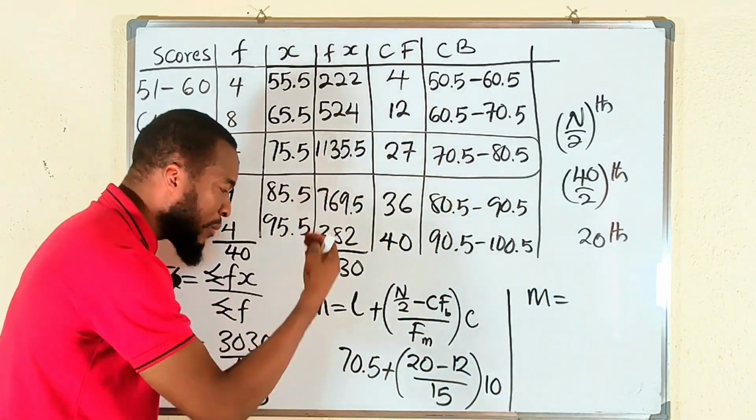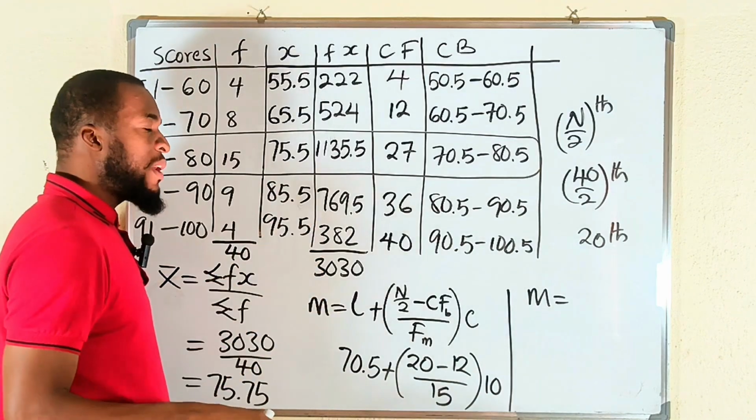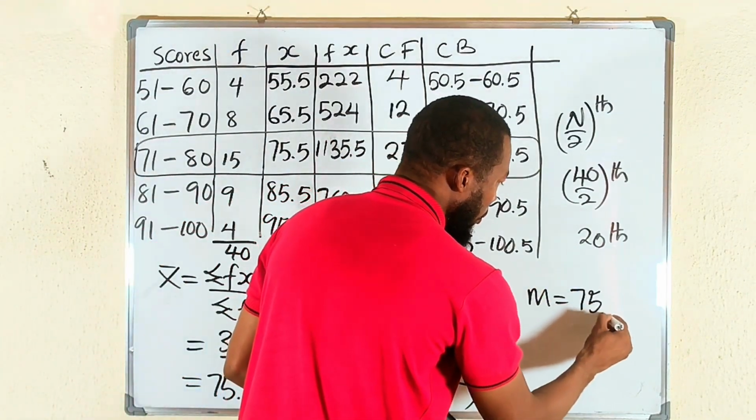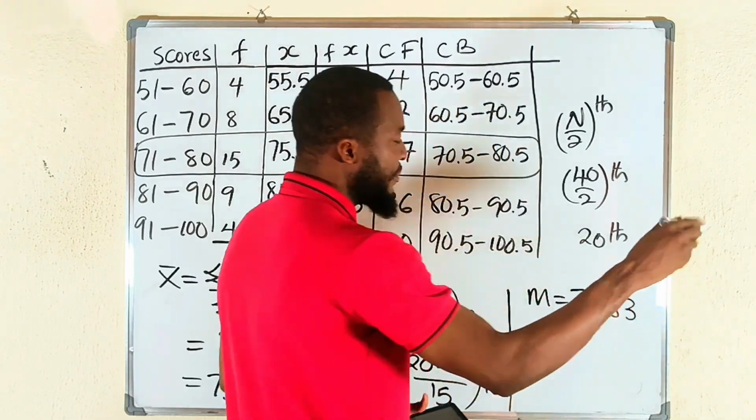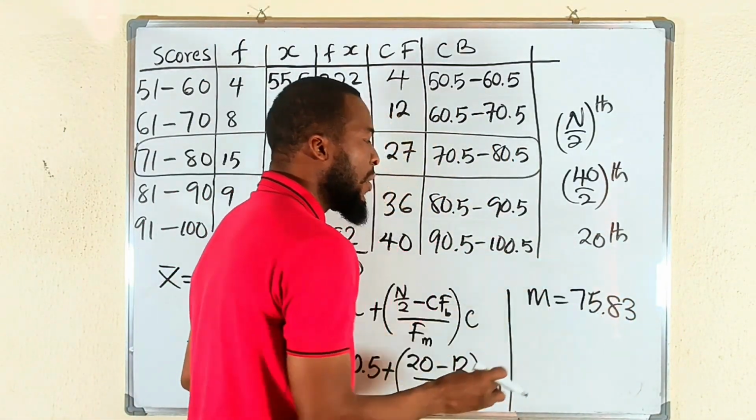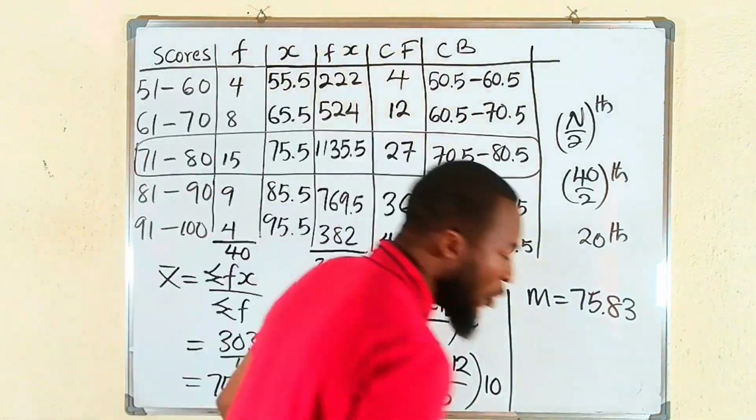So the median, I don't have more space. I could have written different steps. Every step you add will earn you extra marks. So the median is 75.8333. So in 2 decimal places, we have 75.83. All right. Now let us move on to the mode.